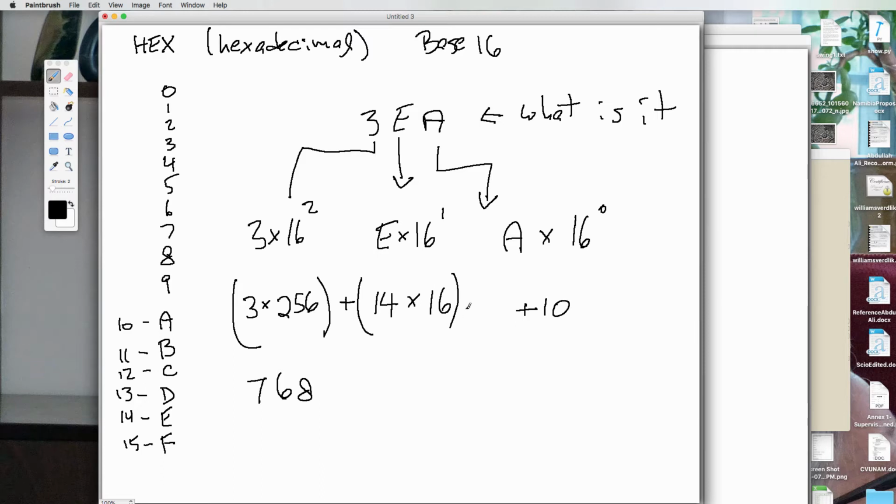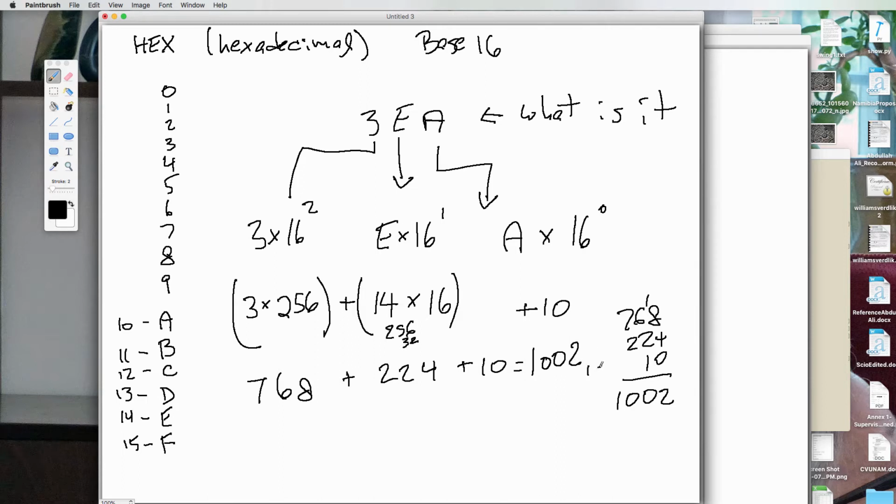16 times 14, can you do that in your head? Well, 16 times 16 is 256, and I have to subtract 32. So that's a 4, 2, 2. And then I add 10. And that is equal to 768, 224, 10. That's a 2, carry the 1, 6, 7, 8, 9, 10. That's 0, carry the 1. That's 102. So that's 1002 in base 10. Okay? That's really not the reason we use hexadecimal.